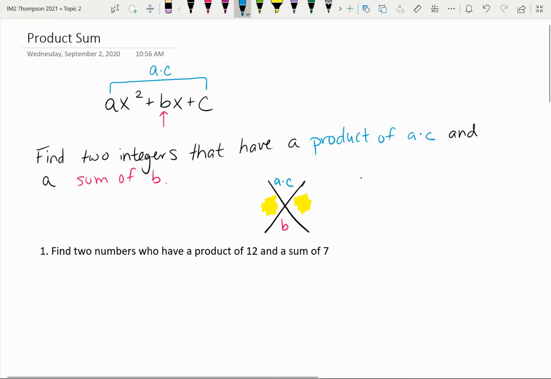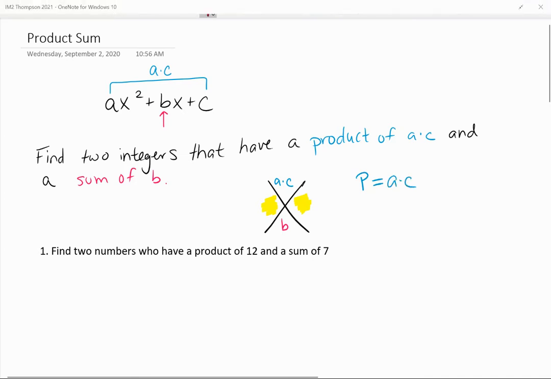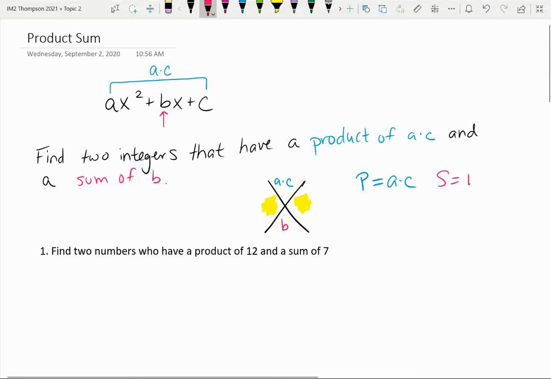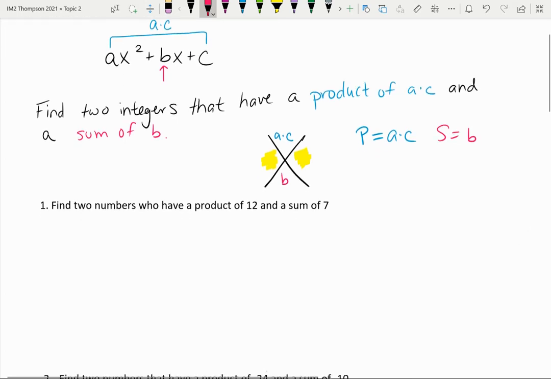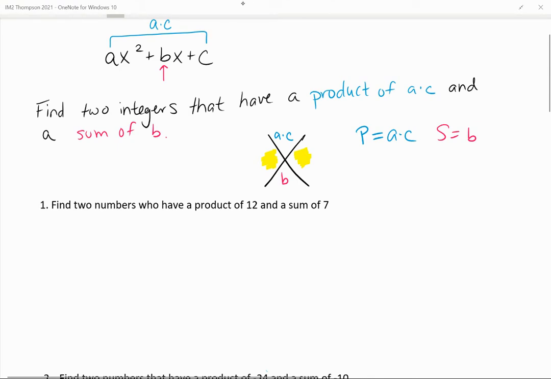Another way a teacher might do it is they'll just abbreviate product equals some number, and then the sum equals some number, and they might just list it. I'm going to show you both on what it would look like. But you might just see it written in different ways. P for product, S for sum. And all we're working on today is finding two numbers that have the product of something and the sum of something else.